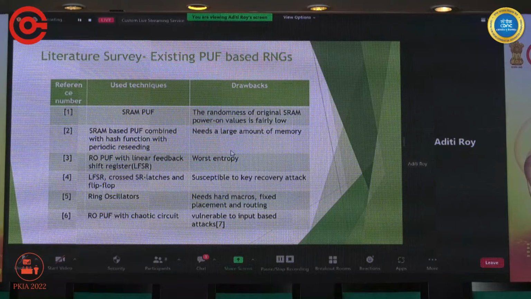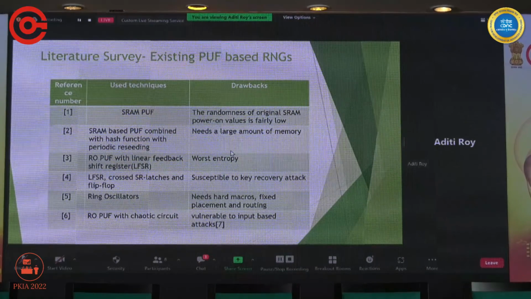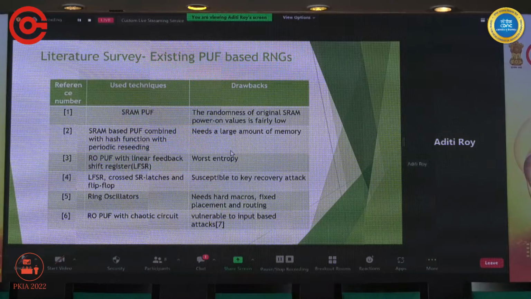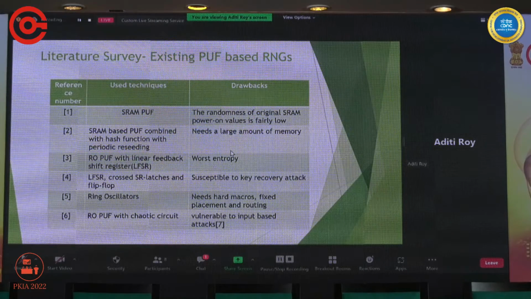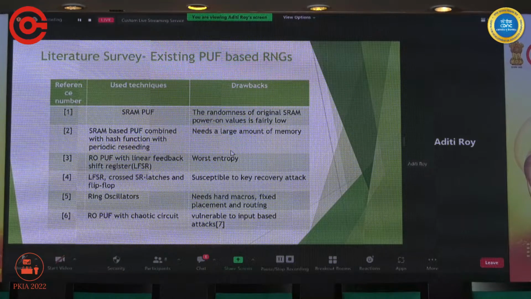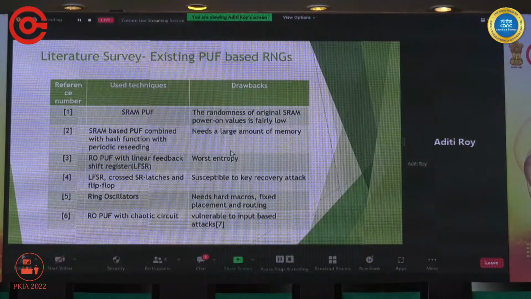Here all the existing TRNGs will be discussed, the PUF based TRNGs. In the first reference, SRAM PUF has been used, where the randomness of the original SRAM power-on values is fairly low. First, let me talk about these SRAM PUFs. SRAM PUF works by using the flipping of startup values between different power-on cycles. The next reference is also based on SRAM PUF, combining a hash function with periodic reseeding, but this has the drawback of a large amount of memory.